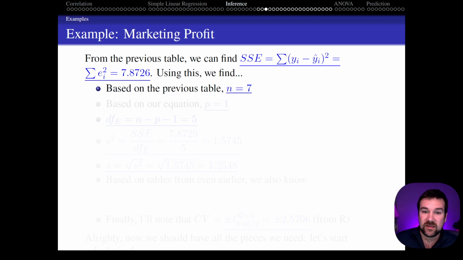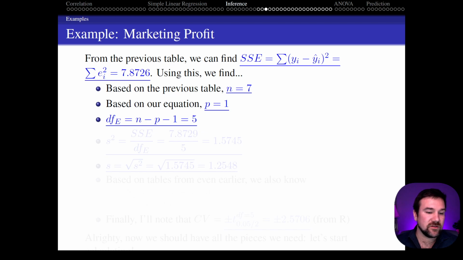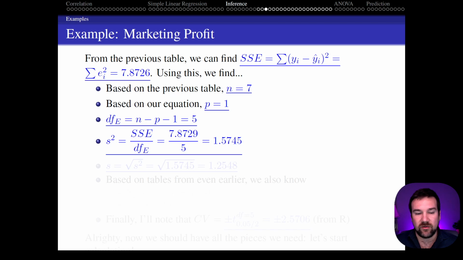I need my n, sample size, that's the number of observations I had or number of people I talked to, in this case 7. I have only one independent variable, so I'm going to get p equals 1. My degrees of freedom are going to be 7 minus 1 minus 1, or 5. And then I have my sum of squared error calculated at the top based on the previous table, my degrees of freedom error calculated in this third bullet point to be 5.